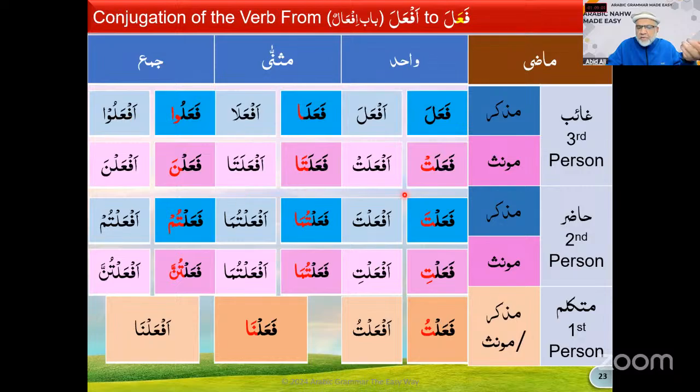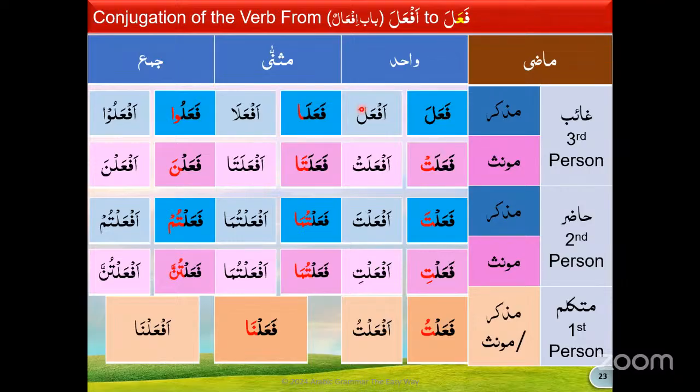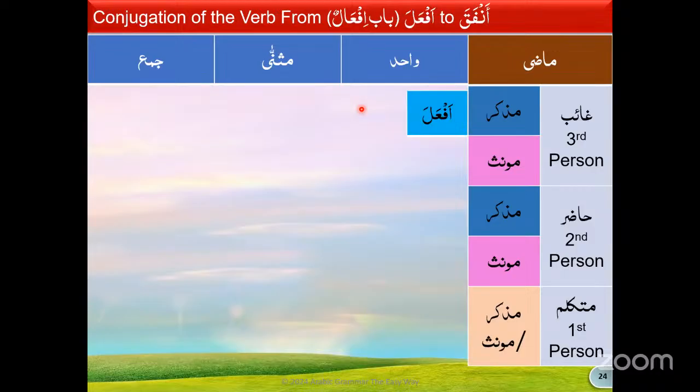Af'ala, af'alu, af'alat, af'alata, af'alna, af'alta, af'altuma, af'altum, af'alti, af'altuma, af'altunna, af'altu, af'alna. Now, if you knew your chart, then doing this chart will be a piece of cake. Agree? Yes. Okay. So now let's do this.